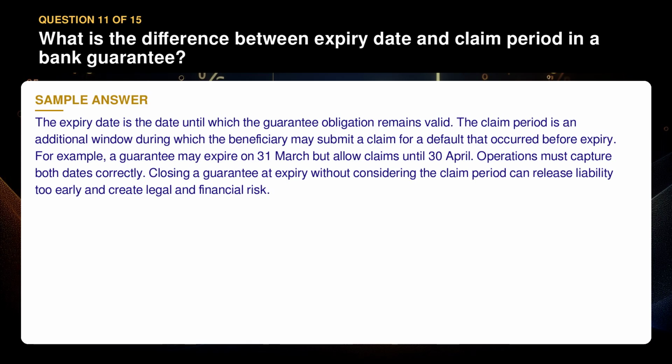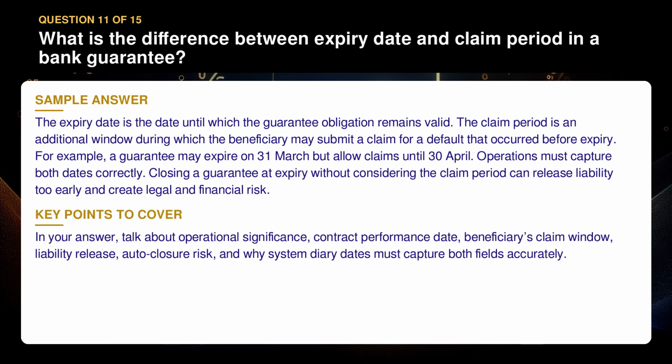Closing a guarantee at expiry without considering the claim period can release liability too early and create legal and financial risk. In your answer, talk about operational significance, contract performance date, beneficiary's claim window, liability release, auto closure risk, and why system diary dates must capture both fields accurately.